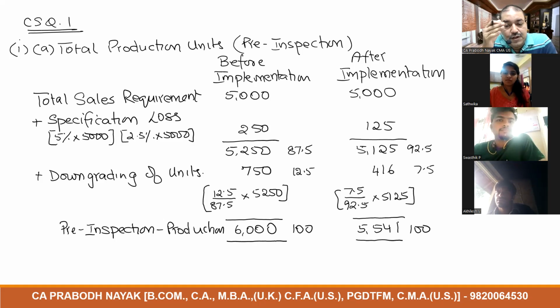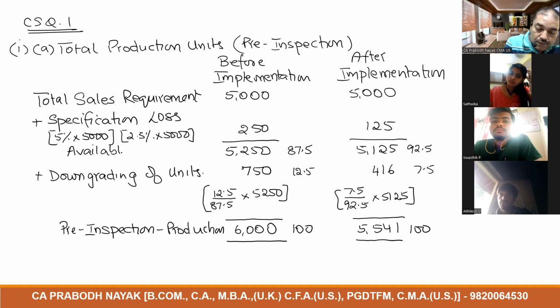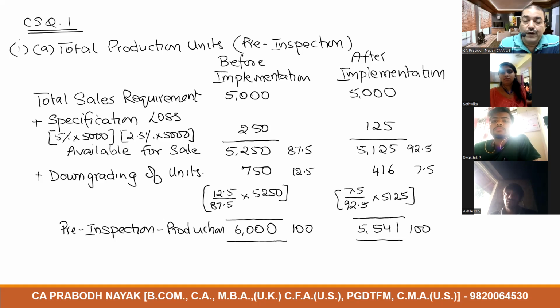Clear? After implementation, I produced 5,541 units in total, out of which 7.5% of 5,541 is downgraded, which comes to 416 units. How much is available for sale? 5,125 is available for sale. Then actually required is 5,000. 5,000 is sold, 125 are returned. Again, I replace those 125. Right? So have you understood this calculation now? Okay, take this down.